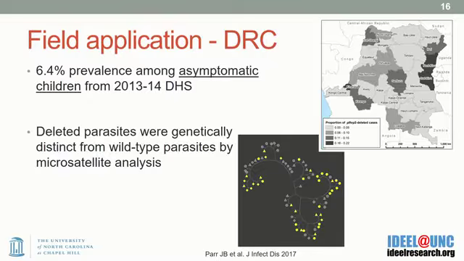So finally, I want to just show 2 slides to highlight some of the work that's ongoing in the Congo. Jane highlighted our paper that came out in JID this year. We performed a large survey of asymptomatic children in the Democratic Republic of the Congo and reported a prevalence of approximately 6% HRP2 deletions. We used a microsatellite panel developed by Kumar's lab to do some basic population genetic analysis and found that the deleted parasites were genetically distinct from controls.